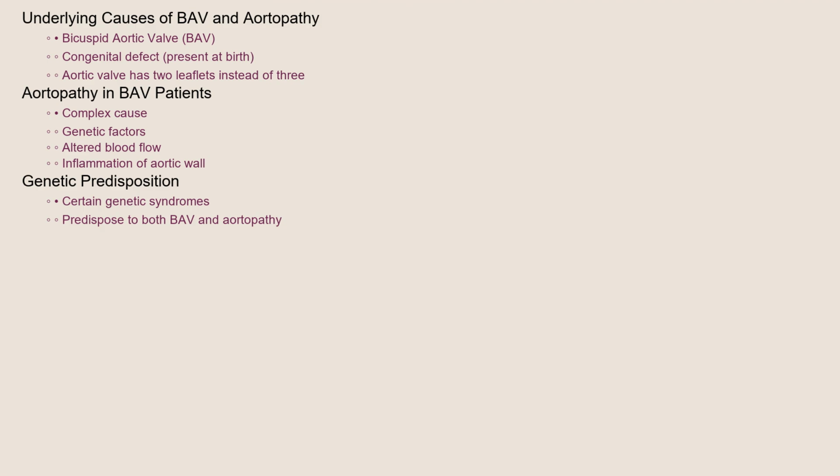Bicuspid aortic valve or BAV is primarily a congenital defect, meaning it's present at birth. Instead of having 3 leaflets, the aortic valve only has 2. The cause of aortopathy, or disease of the aorta, in individuals with BAV is complex, but it's often attributed to genetic factors, altered blood flow patterns due to the abnormal valve, and inflammation within the aortic wall. Certain genetic syndromes can also predispose individuals to both BAV and aortopathy.